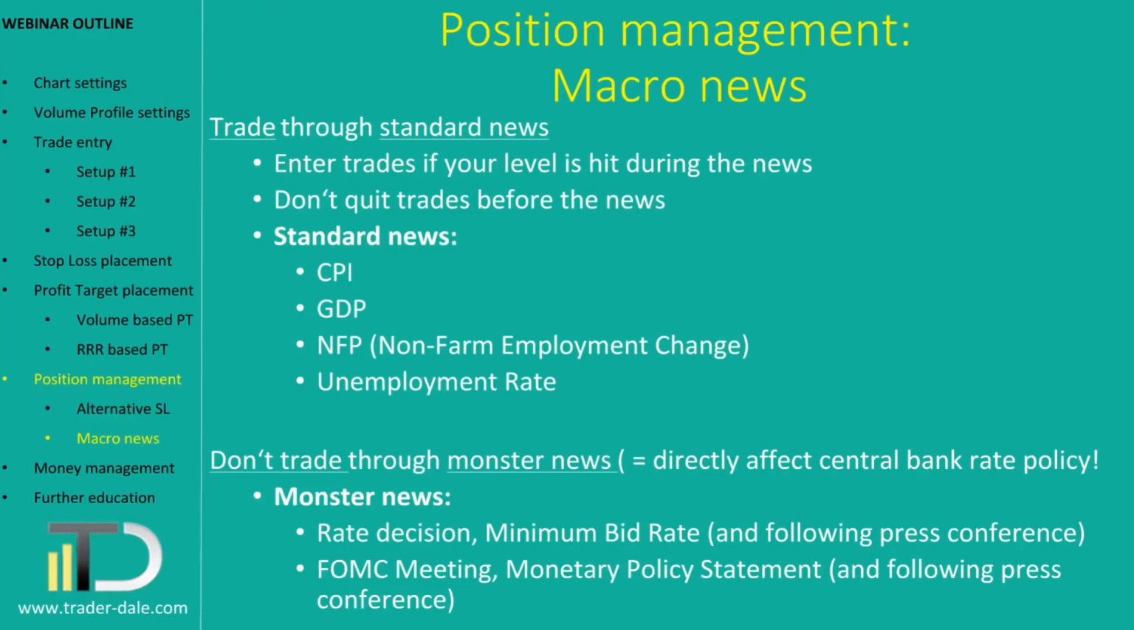There is one exception, and the exception is what I call the monster news. Monster news are news that directly affect central bank rate policy. So it's, for example, rate decision, minimum bid rate and following press conference, FOMC meeting or monetary policy statement and following press conference. Those are the kind of news that can cause major volatility. They can start new trends, they can turn trades.